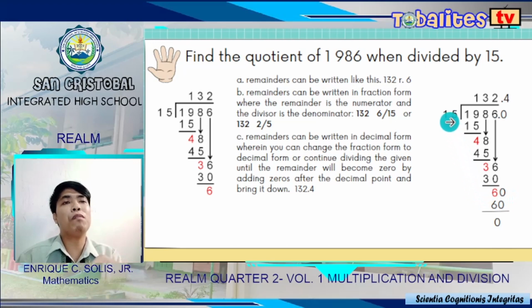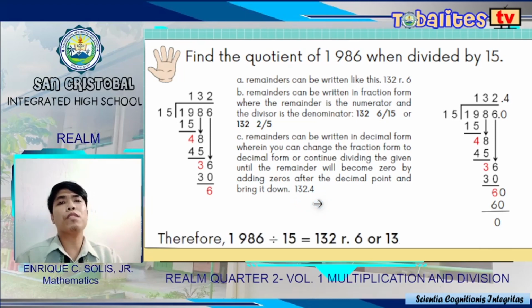60 divided by 15 is 4. 4 times 15 is 60. 60 minus 60 is 0. Now we have a remainder 0. So again, the decimal point must be aligned. The decimal point in the dividend must be aligned on the quotient. So that's why we have a quotient 132.4, or 132 and 4/10. Do you get it, class? Okay, very good.